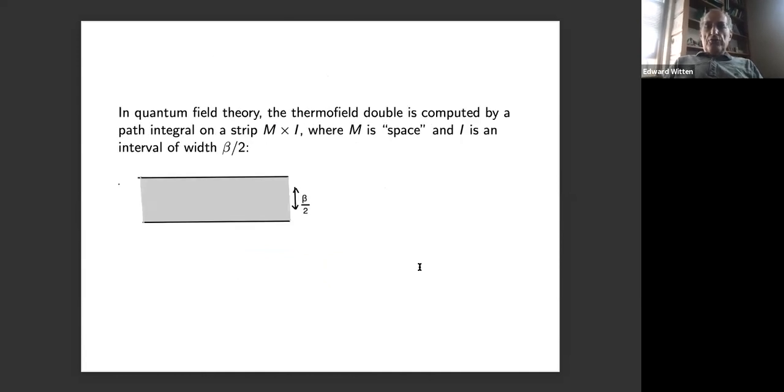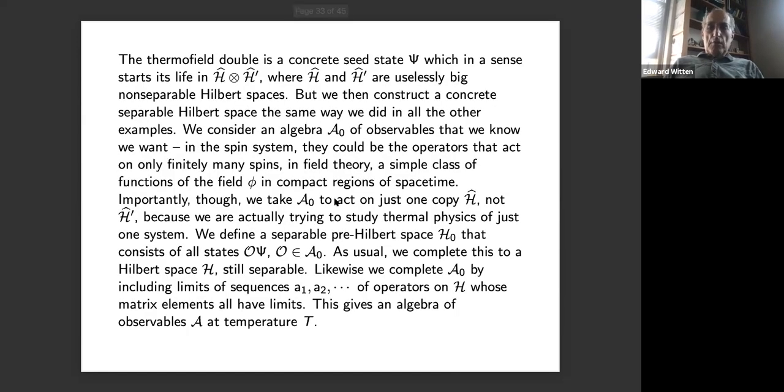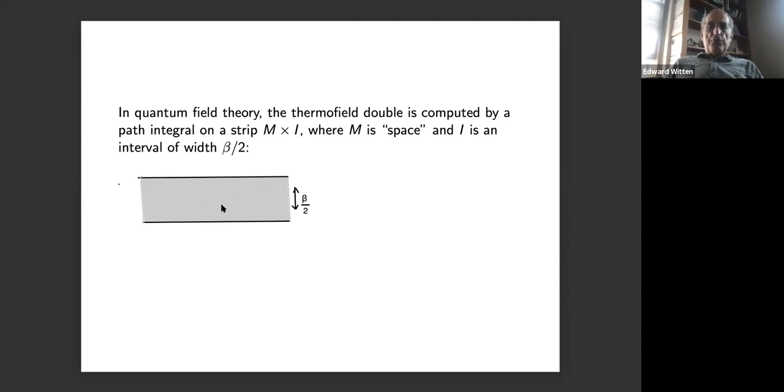In quantum field theory, as I think you probably all know, you construct the Thermofield double by a path integral in a strip M times I, where M is space and I is an interval of width beta over 2. So the path integral in this space gives a vector in the tensor product of 2 copies of the Hilbert space on M, the spatial manifold. And that state is the Thermofield double. And the statement that the partial trace over one factor is a thermal density matrix would be proved in field theory by gluing this onto a second copy.